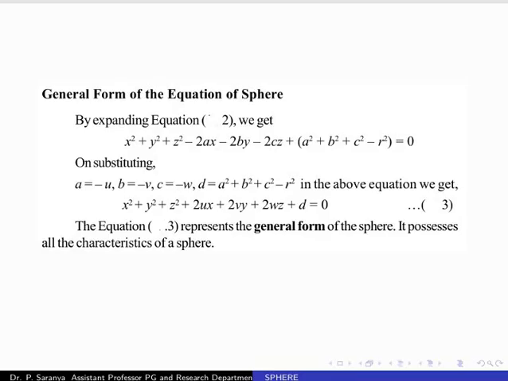On substituting a equal to minus u, b equal to minus v, c equal to minus w, d equal to a square plus b square plus c square minus r square in the above equation, finally, we get x square plus y square plus z square plus 2ux plus 2vy plus 2wz plus d equal to 0. Consider this is an equation number 3. The equation 3 represents the general form of the sphere. It possesses all the characteristics of the sphere.